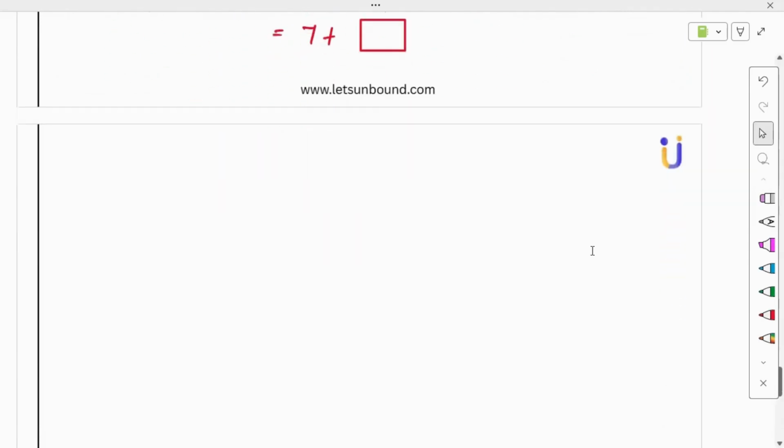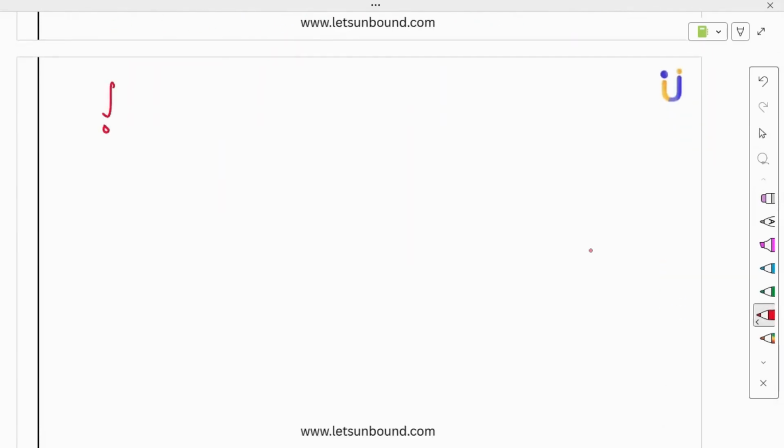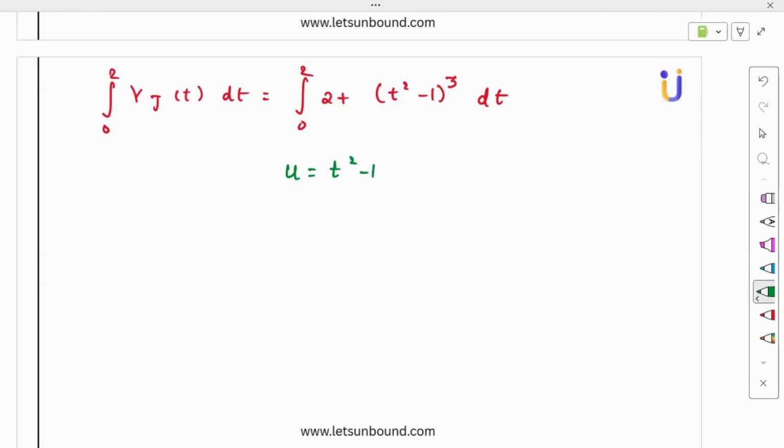Let me do it here. Integral 0 to 2 of vj of t dt is nothing but integral 0 to 2 of t square minus 1, the whole cube, dt. The product of two functions. First, let's go for u substitution. The common trap here is that many of you will take u as the whole cube. Don't take that, it will be much more complicated.